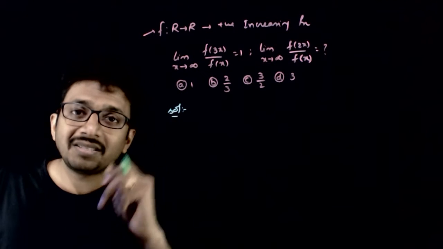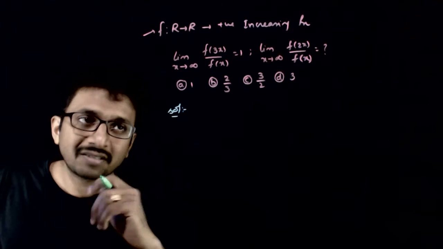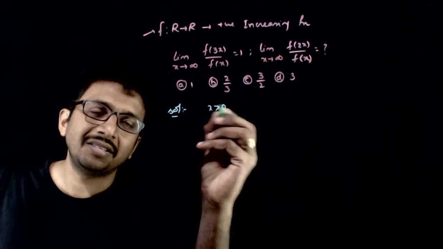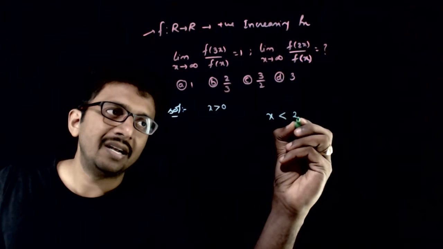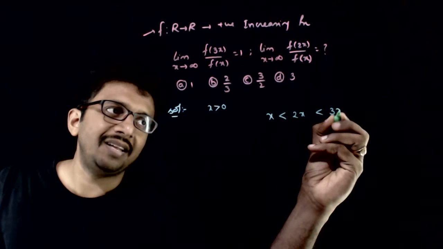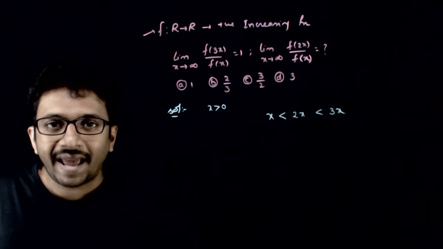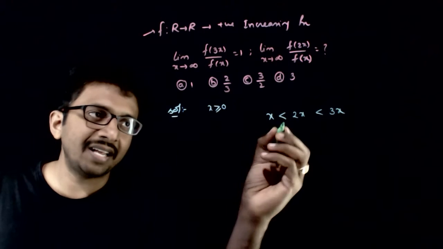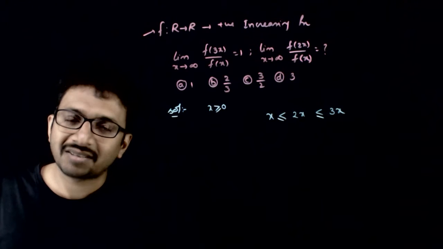So again, this question is an application of the sandwich theorem. Because f is an increasing function, let us investigate on the positive side of x. So let us say that x is greater than 0. Can I say that x is always less than 2x is always less than 3x? So 2x always lies between x and 3x.